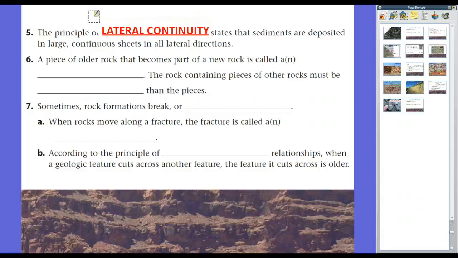Now, what will end up happening, though, is over time, because of erosion and weathering, you might have rocks that break.